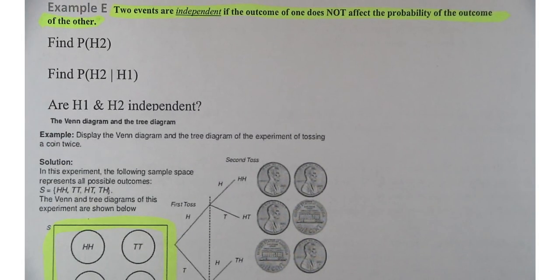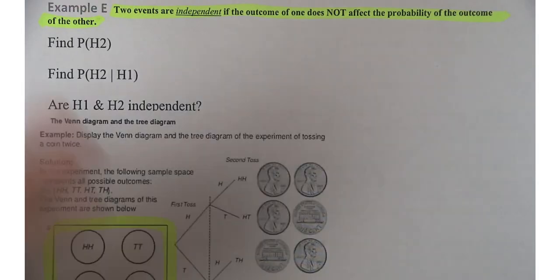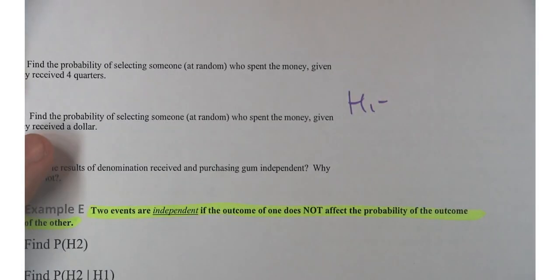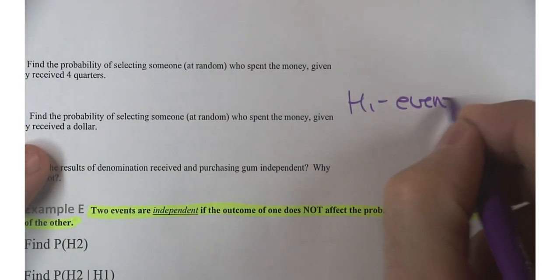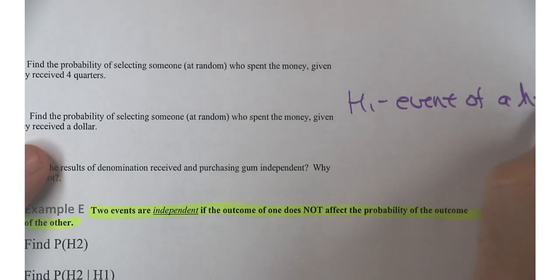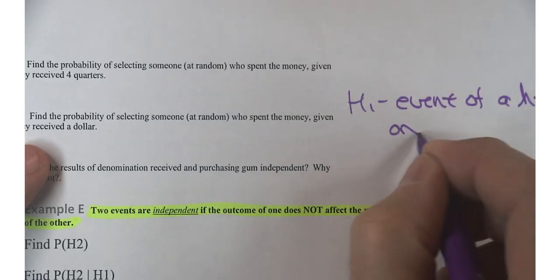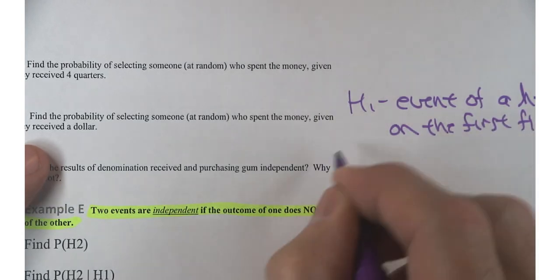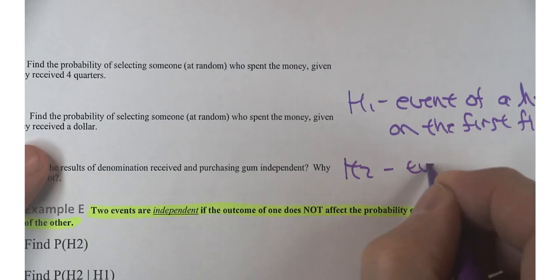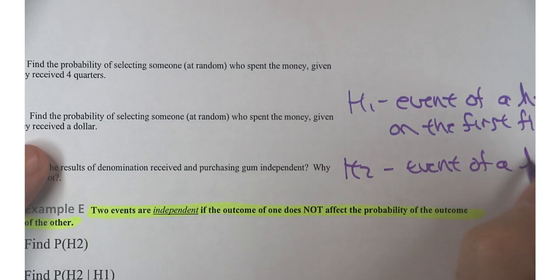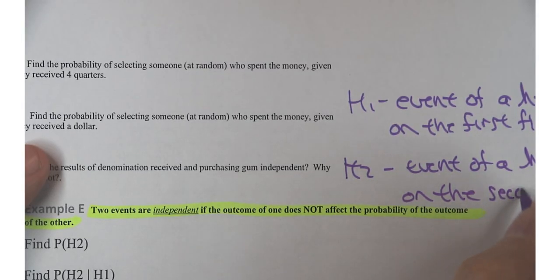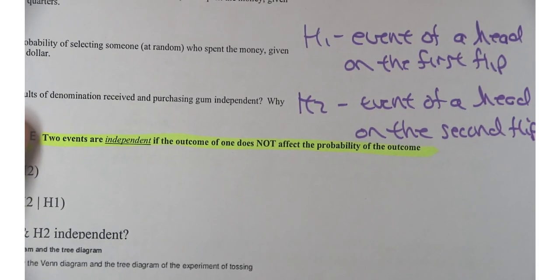Let's take a look at a couple events, and I'll define them for you up here. H1 is the event of a head on the first flip. And likewise, H2 is the event of a head on the second flip. So we got H1 and H2.